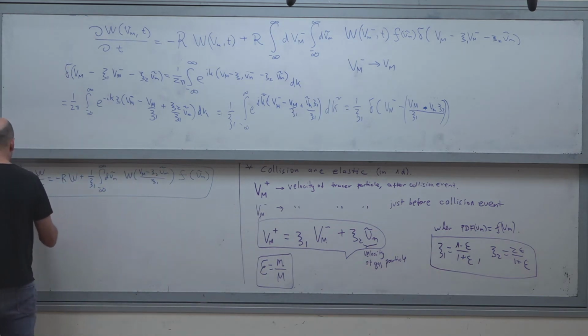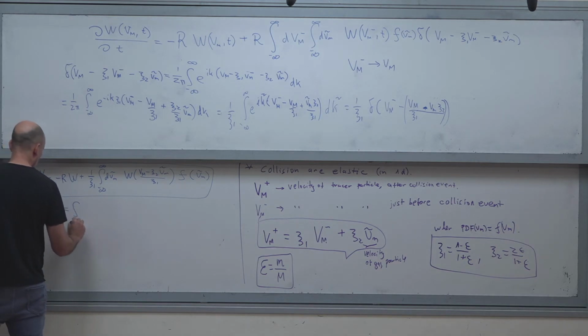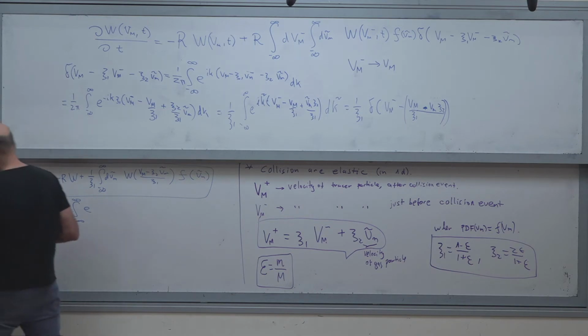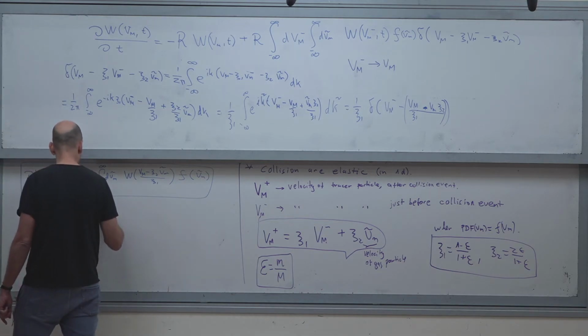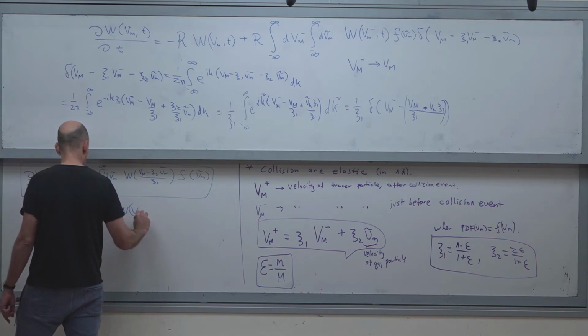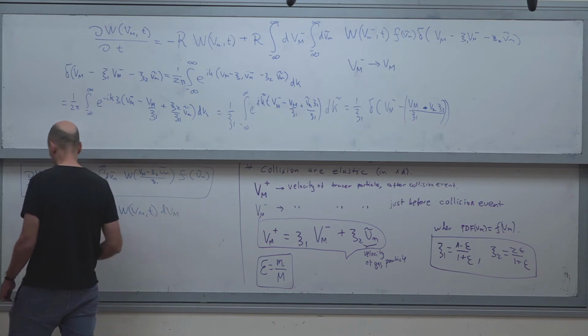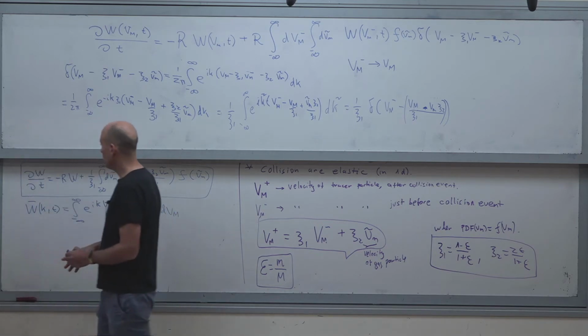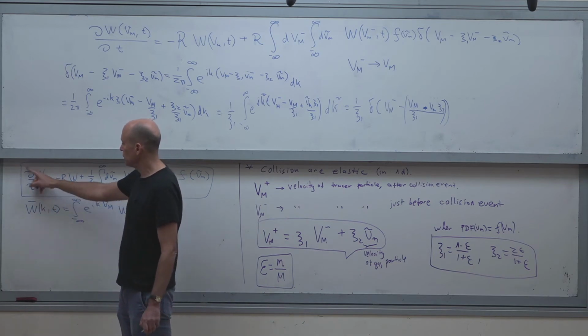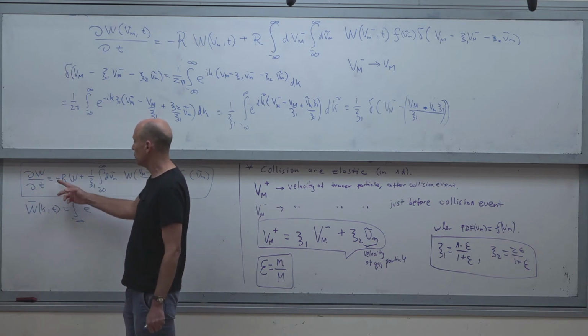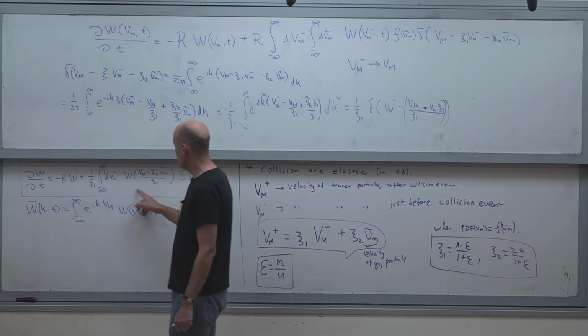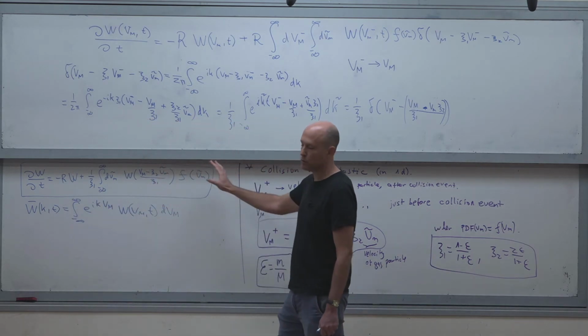So let us define w(k, t) as the integral from minus infinity to infinity, e to the i k Vm, w(Vm, t) dVm. It's just the Fourier transform. So when I perform the Fourier transform, this will be the Fourier transform. It depends on time. I need to understand what is the Fourier transform of this object.